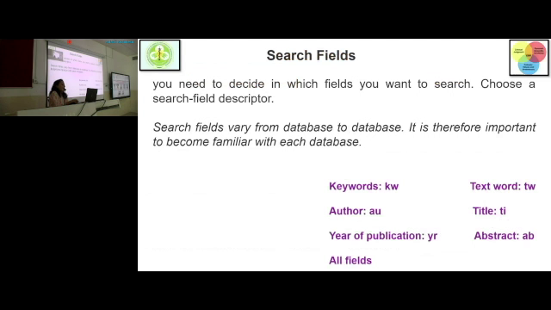So apart from the subject headings, we can also search through the search fields. These are also provided in the different databases. Like we have keywords (KW), authors. We can use year of publication as a search field, or if you don't want to use any search field, then you can search all fields by using All Fields. Then it will include all the fields like publication years, keywords, text word, title, etc.